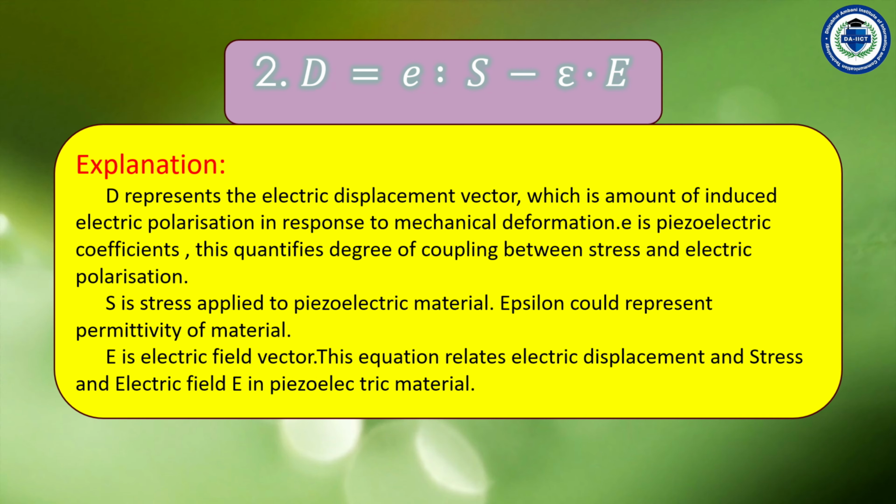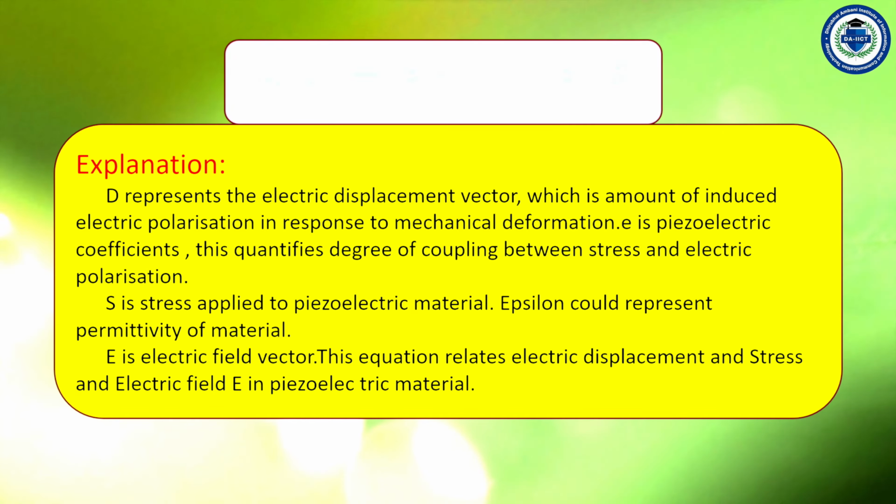Explanation. D represents the electric displacement vector, which is the amount of induced electric polarization in response to mechanical deformation. e is the piezoelectric coefficients. This quantifies the degree of coupling between stress and electric polarization. S is the stress applied to the piezoelectric material. Epsilon could represent the permittivity of the material. E is the electric field vector. This equation relates electric displacement, stress and electric field E in a piezoelectric material.